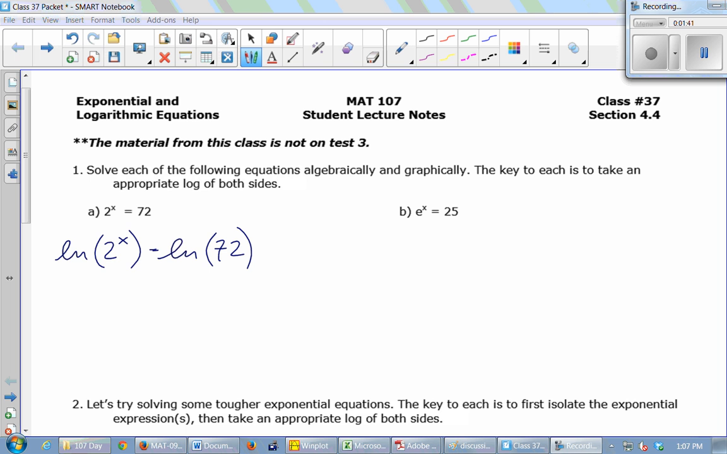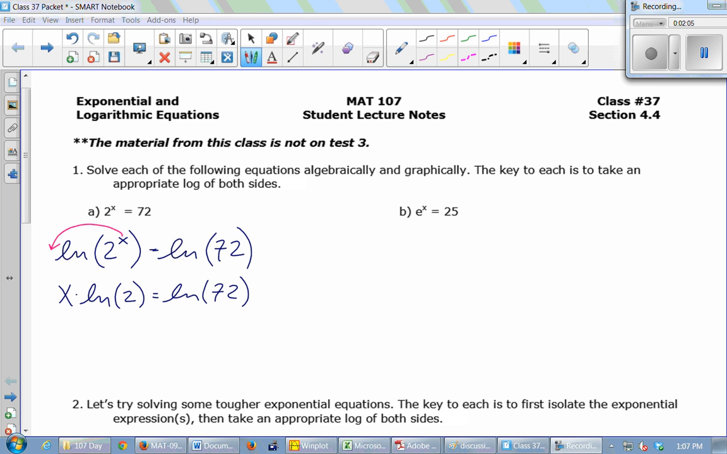And then last class, we learned this really useful property that we're going to use over and over today, that if you're taking the ln of something to a power, you can take that power and put it down in front, and it becomes multiplication. So this is going to become x times the ln of 2 equals the ln of 72.